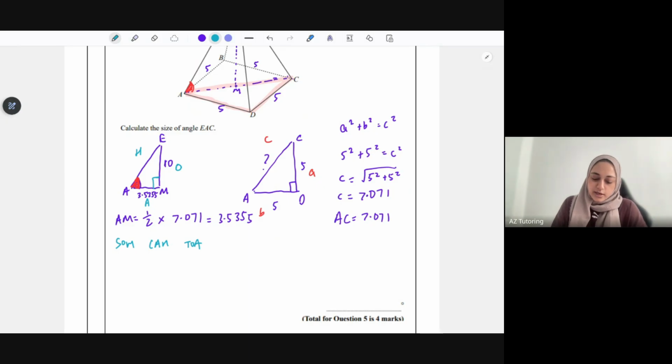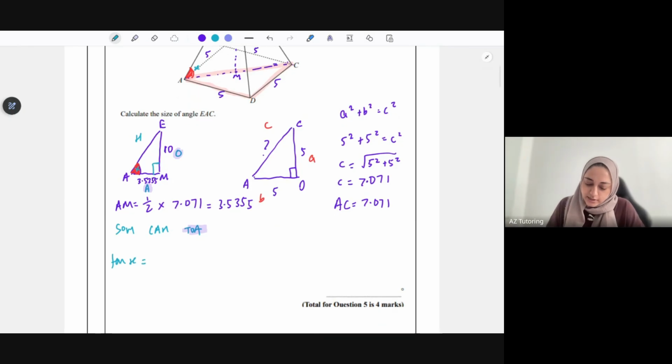Which two lengths do we have? Well, we've got O and A. We don't have H, so we're using TOA. So we're using tan of the angle, which we don't know. I'm going to call it X. We always call unknowns X, but it doesn't matter what letter you call it. So tan X is opposite, which is 10, divided by the adjacent, which we just worked out, 3.5355.